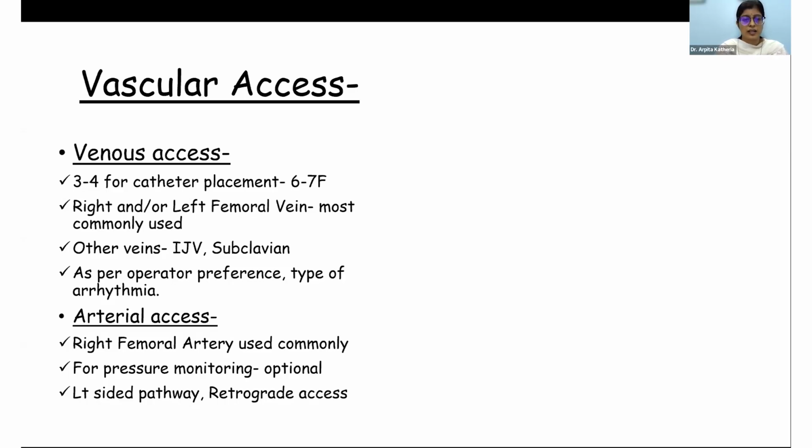Arterial access can be routinely taken by some operators for pressure monitoring, though NIBP is also sufficient in usual simple AVNRT cases. Right femoral artery is most commonly used, but it is mandatory to take arterial access if we are dealing with a left-sided pathway, for transseptal puncture and if we require a retrograde access.